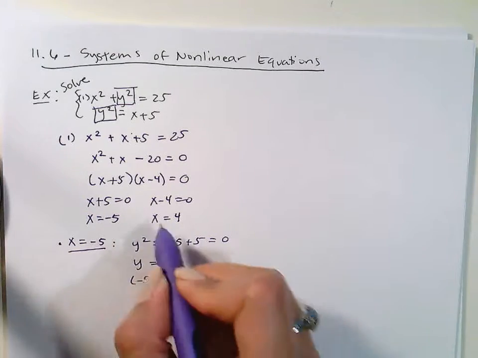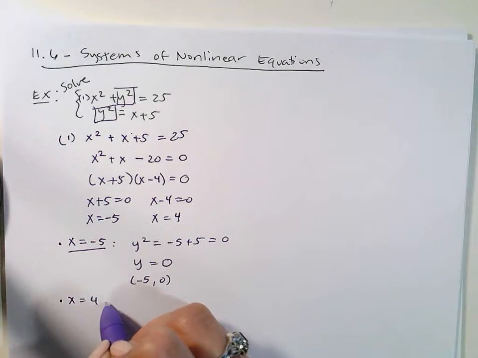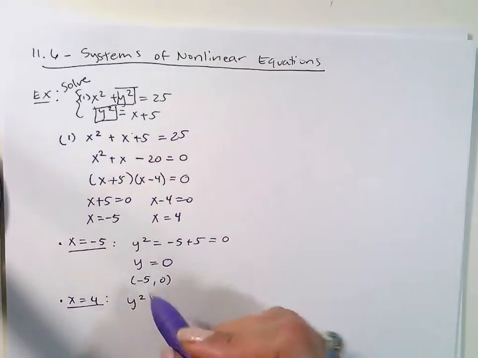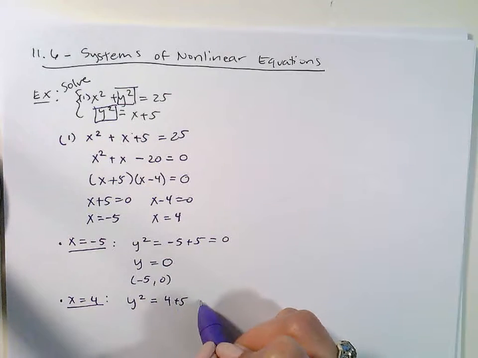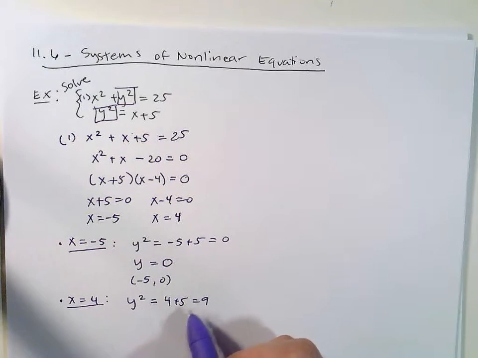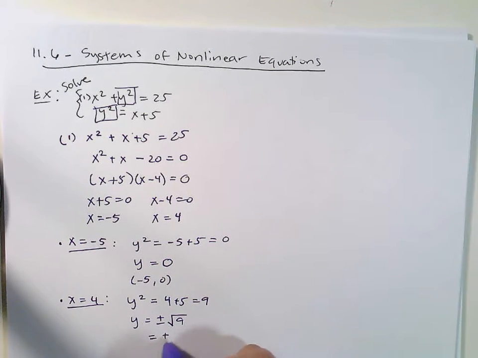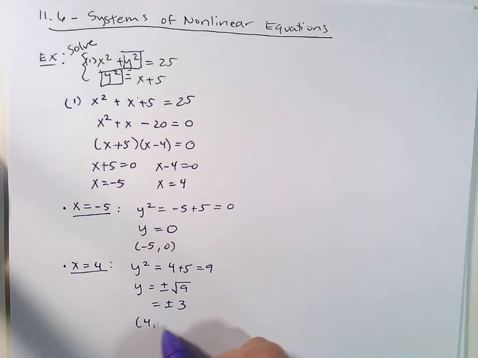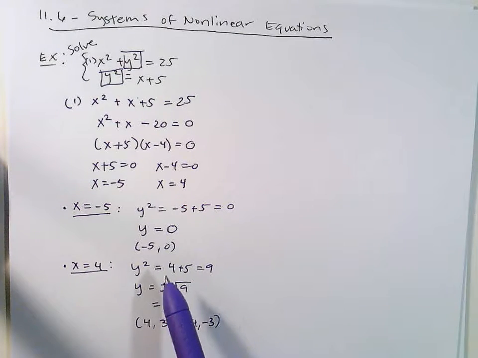Do the same thing for x equals 4. So plug in x equals 4 into the second equation, you get y squared equals, it used to be x plus 5, now the x is 4, so 4 plus 5 is equal to 9. That means y squared is equal to 9, which means that y equals plus or minus the square root of 9, which is plus or minus 3. So that means that when x is equal to 4, y is equal to 3, and when x is equal to 4, y equals negative 3. So then my points of intersection are negative 5, 0; 4, 3; 4, negative 3.